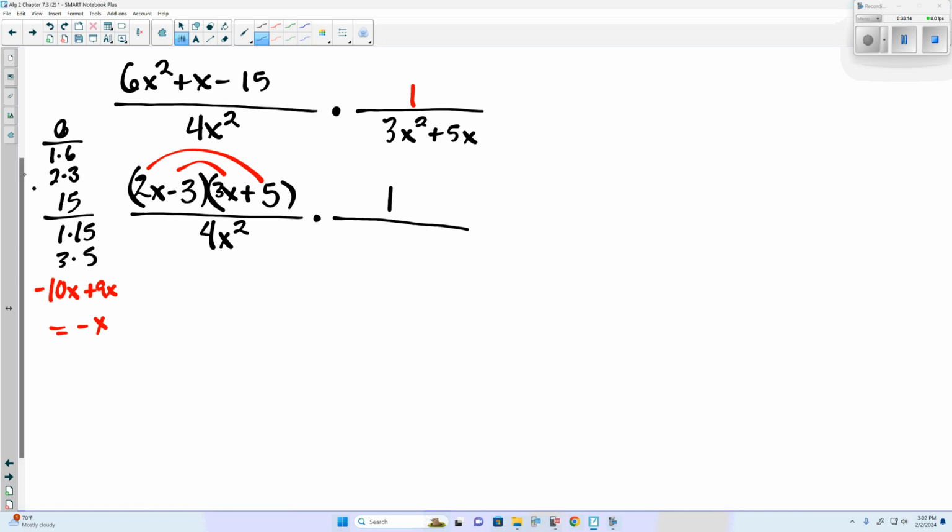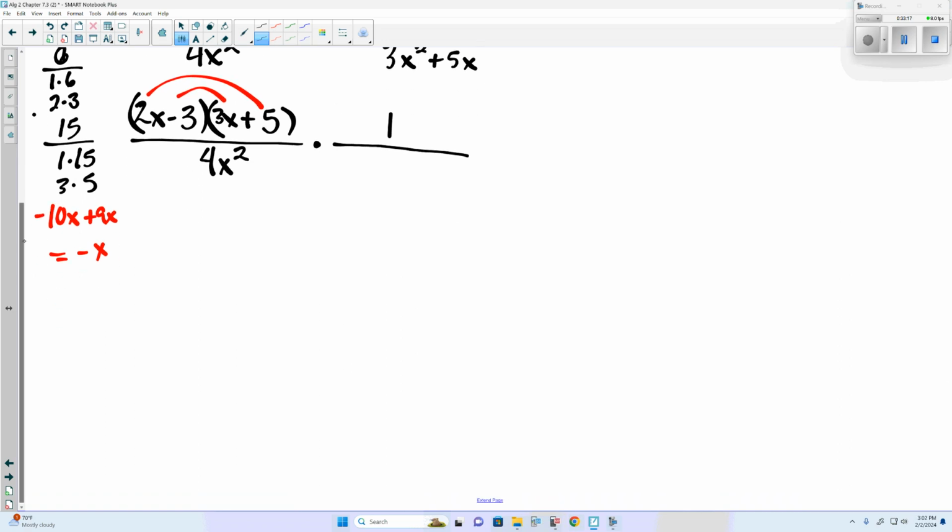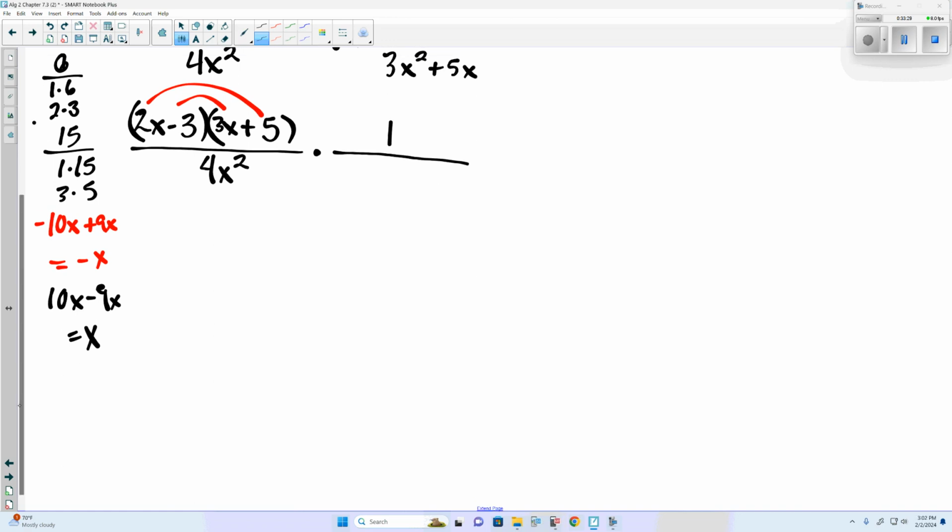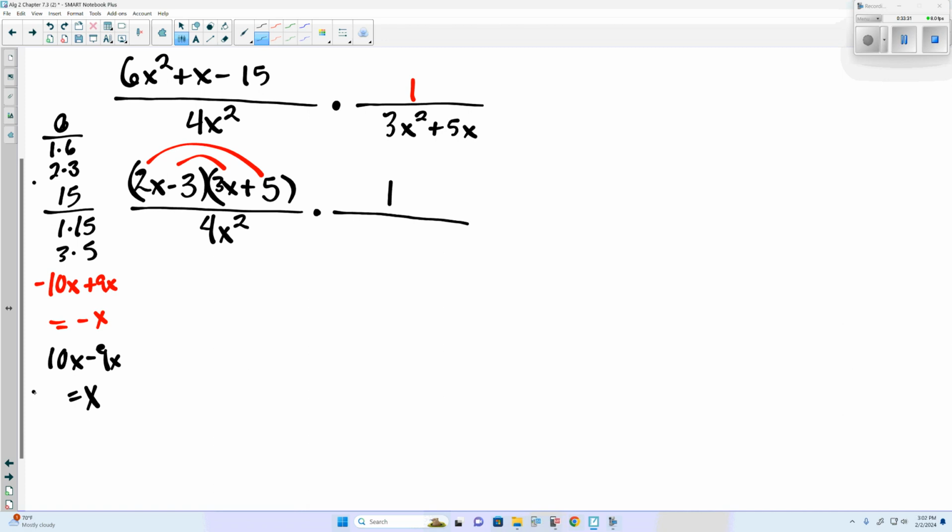Now, if we check this again, 2x times 5 is 10x. Negative 3 times 3x is negative 9x, giving us the positive x term we wanted. Now, the only other place we have to factor is our 3x squared plus 5x. These two terms have a greatest common factor of x, which leaves us with 3x plus 5.